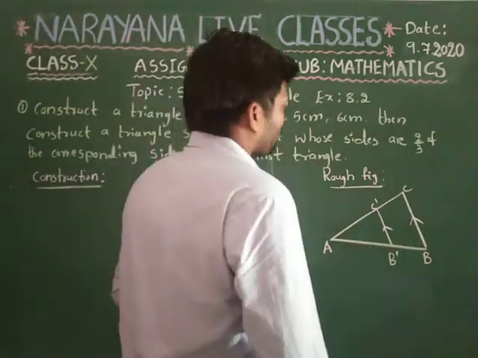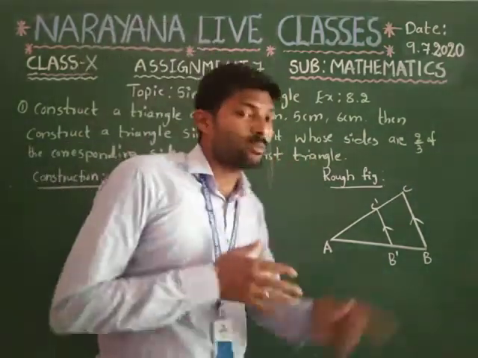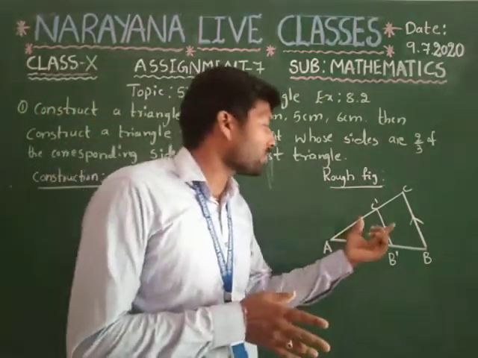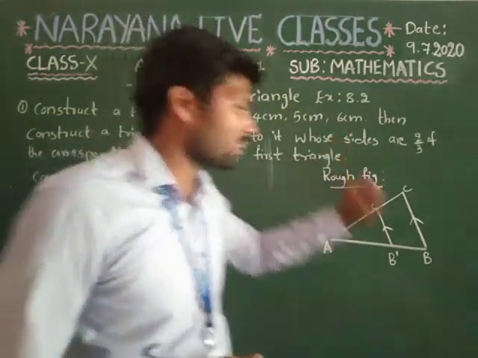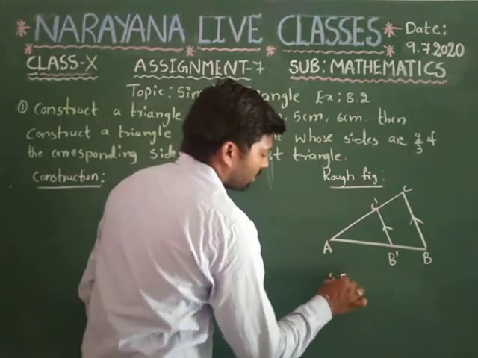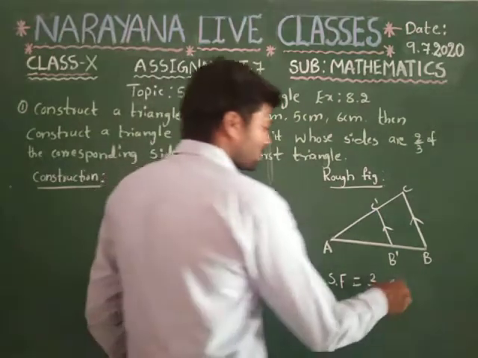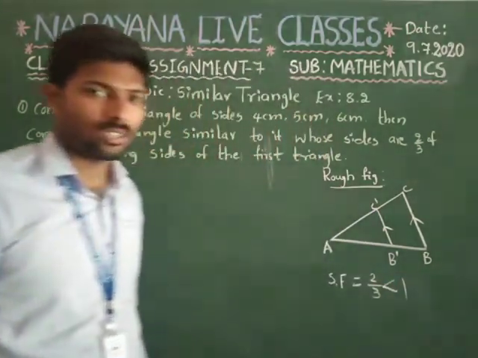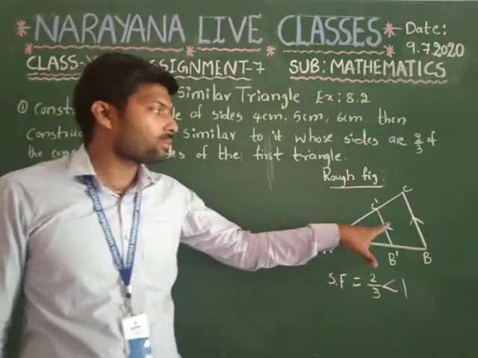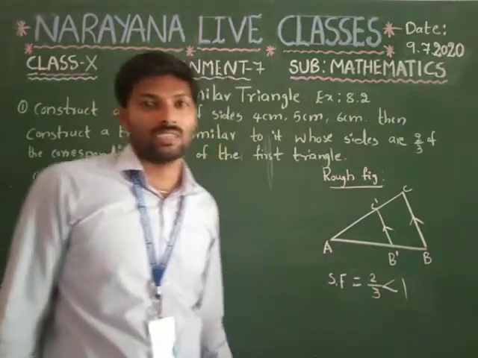Based on the scale factor only we can decide whether the triangle to be constructed will be enlarged or compressed compared to the given triangle, right? Here the scale factor is given as 2 by 3, which is less than 1. Wherever the scale factor is less than 1, the triangle to be constructed will always be a compressed triangle compared to the given base triangle, right?